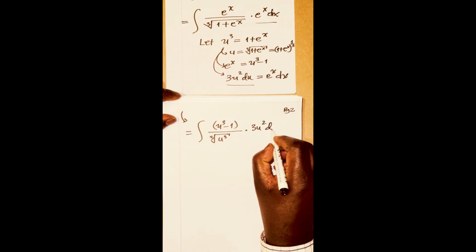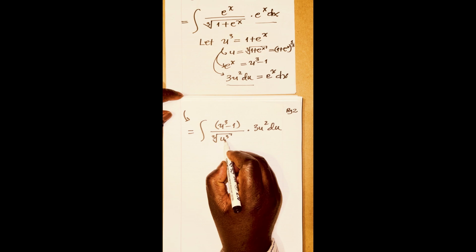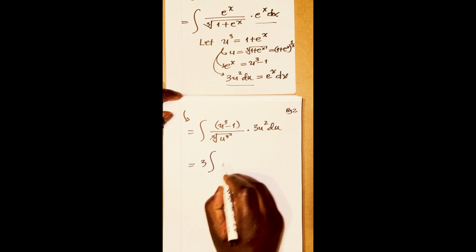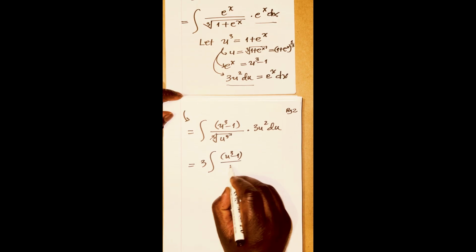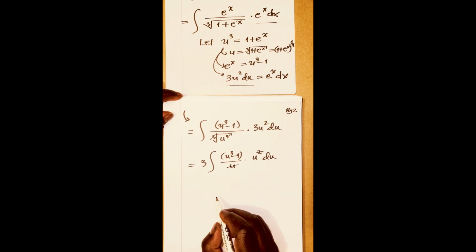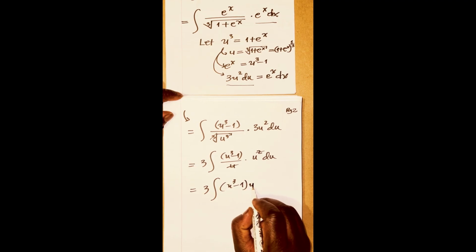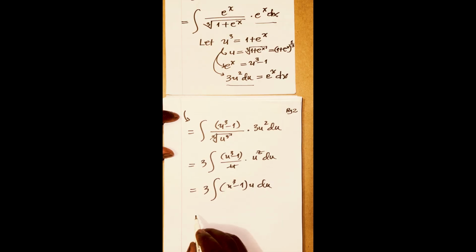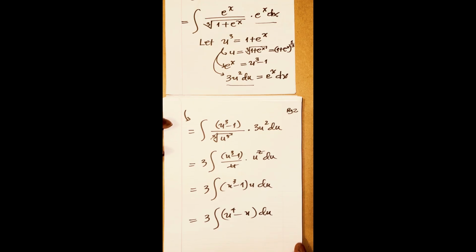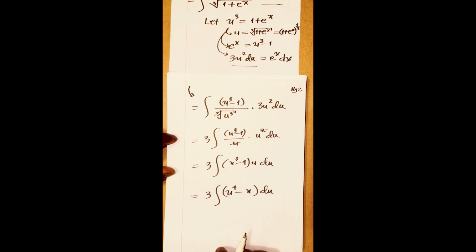3u squared du. Fantastic. Now cube root of u power 3, obviously you see that these cancel, and 3 is a constant. I can take it out, and I'm going to have u cubed minus 1 all over u times u squared du. And obviously u cancels one u there. And what we have now is 3 times the integral of u cubed minus 1 times u du. Distributing u, we have 3 times the integral of u power 4 minus u, and we have du. Now we can distribute du, and obviously the 3 I can keep out as follows.